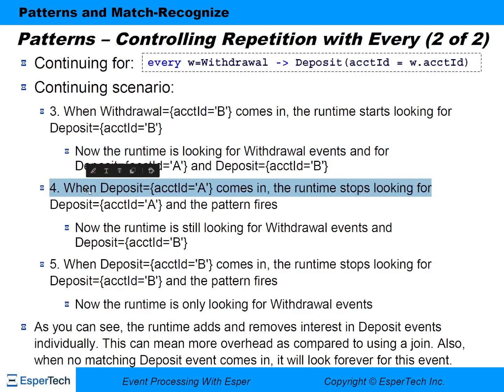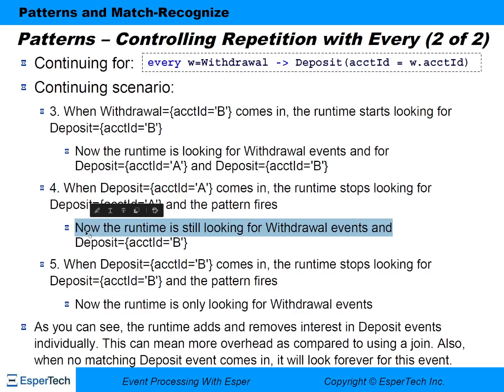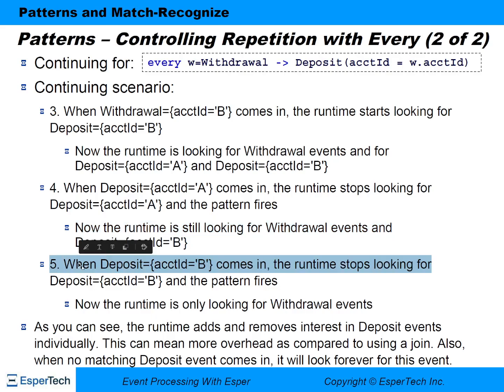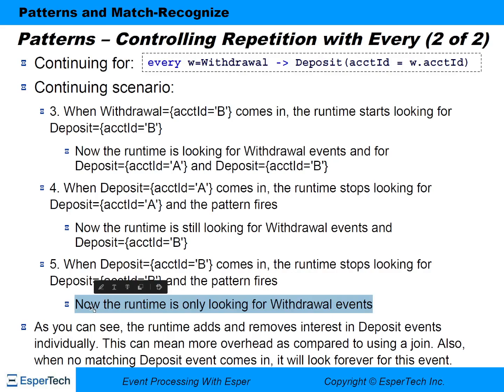When a deposit for account A comes in, the runtime stops looking for a deposit with account A and the pattern fires. Now the runtime is looking for withdrawal events and for a deposit with account B. When a deposit for account B comes in, the runtime stops looking for a deposit with account B and the pattern fires. Now the runtime is only looking for withdrawal events and is no longer looking for any deposit events.